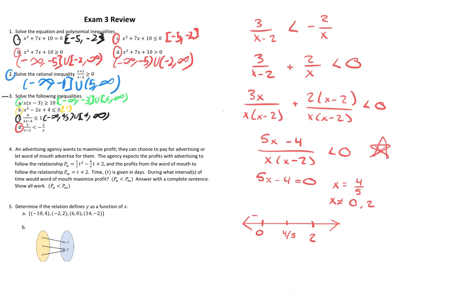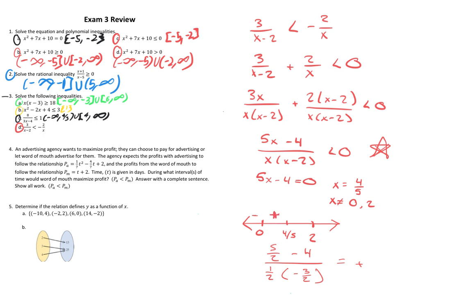So maybe something between 0 and 4/5 that we can do, such as 1/2. So if we plug in 1/2, we'll have 5/2 minus 4 over 1/2 times -3/2. And if we evaluate this, notice this top portion here is going to be negative, and this bottom portion here is going to be negative. So even without going through and plugging in the numbers, we can see that this is probably going to be positive here, because we'll have some negative over another negative. So we should expect this to be positive.